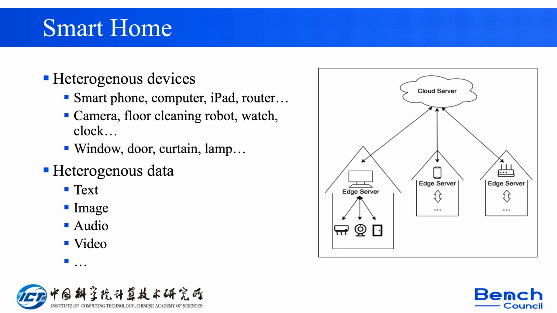And the last scenario is the smart home, because the smart home scenario consists of many different devices, such as smartphone, camera, window, and so on. So it will produce heterogeneous data, such as text, image, audio, video, and so on. So this scenario can represent heterogeneous devices and data property.